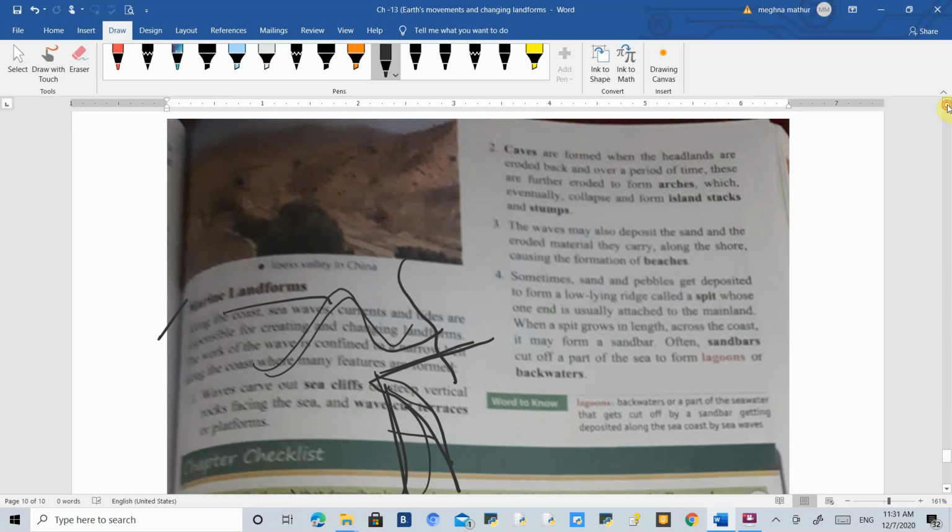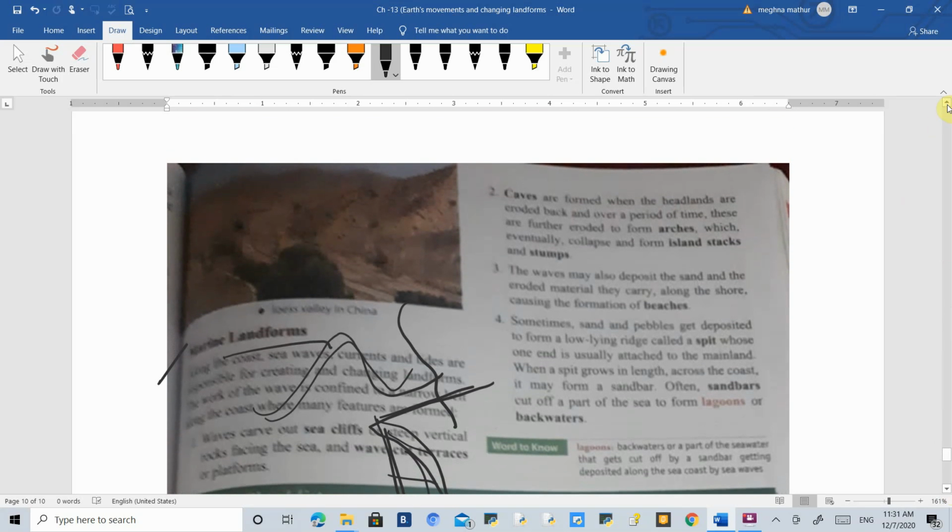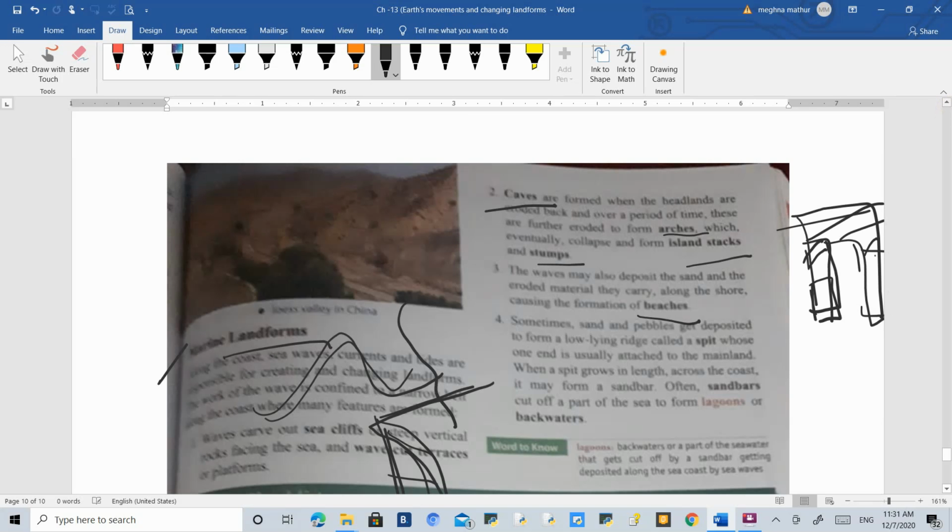By the pressure of water, sometimes caves are also created. Sometimes you will find arches, like this, a kind of gate. Sometimes, due to more pressure of the water, this part has been eroded and only these pillars are left, which are called stacks. Sometimes these stacks, this part is also eroded, and only small pillars are left, which are called stumps. Beaches are also formed by the forces of water only, and you can see the lagoons also.